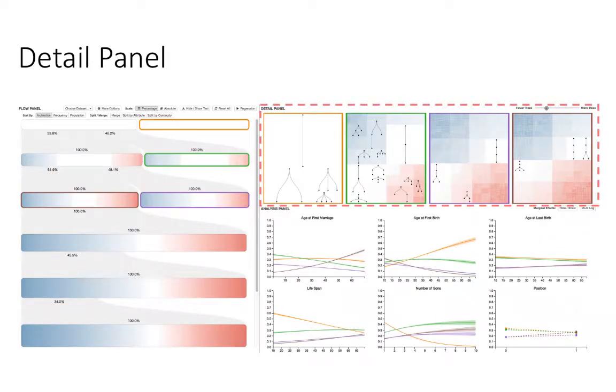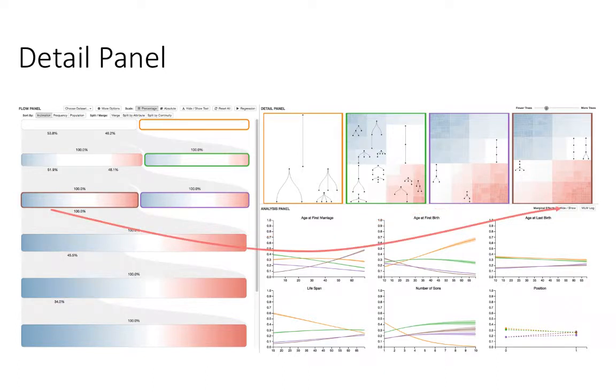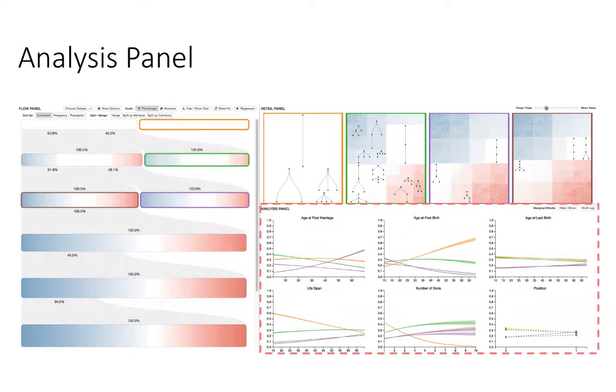The detail panel shows a set of rectangle groups representing detailed composition of selected Sankey nodes in the flow panel. The analysis panel illustrates analytical results calculated by a multinomial logic model, that is, predicted probabilities and marginal effects.